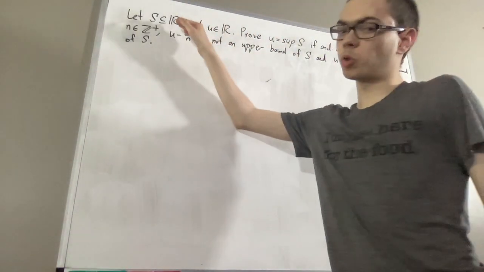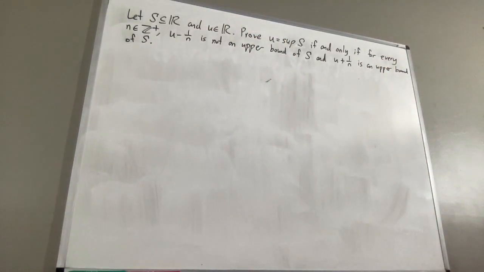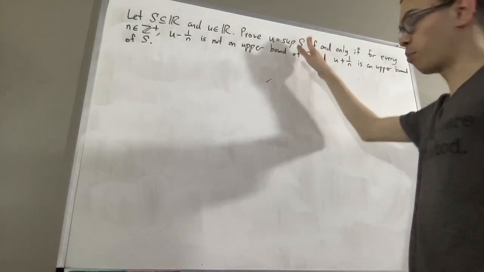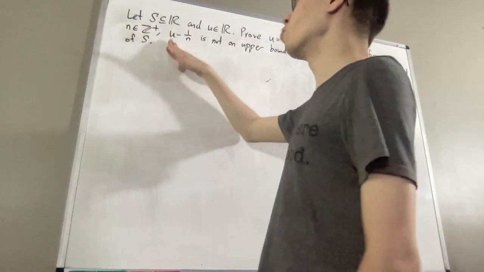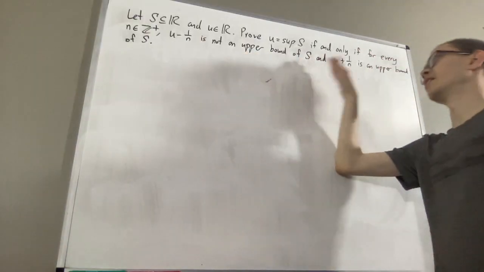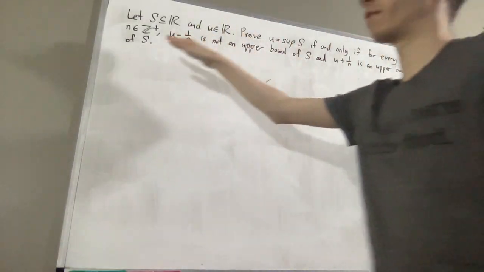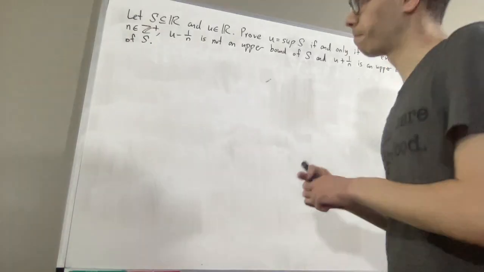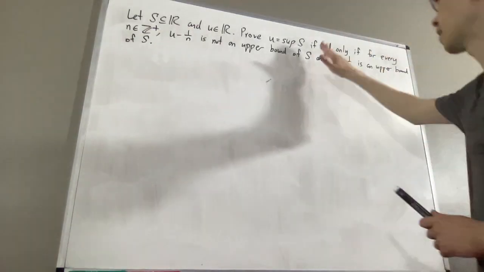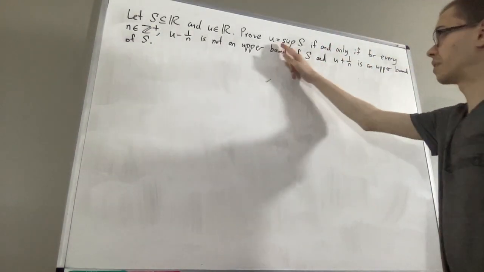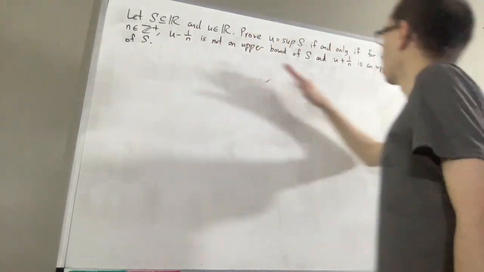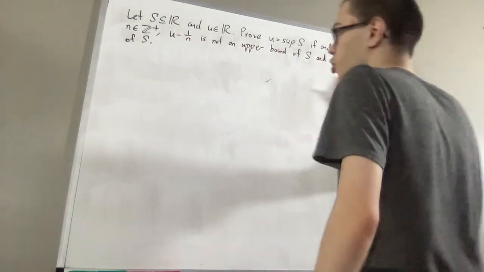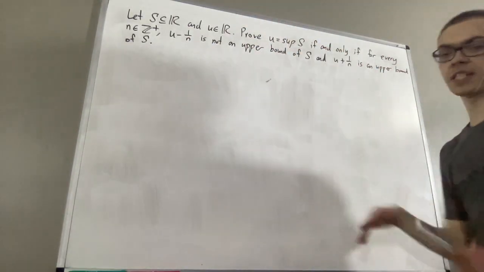Let S be a subset of the real numbers and let U be a real number. Prove that U is the supremum of S if and only if, for every positive integer n, U minus 1 over n is not an upper bound of S, and U plus 1 over n is an upper bound of S. So, to prove this, we're trying to prove a statement containing if and only if. So we're going to prove if U is the supremum of S, then this is true. And then we're going to prove if this is true, then U is the supremum of S. Let's start out by proving the forward.